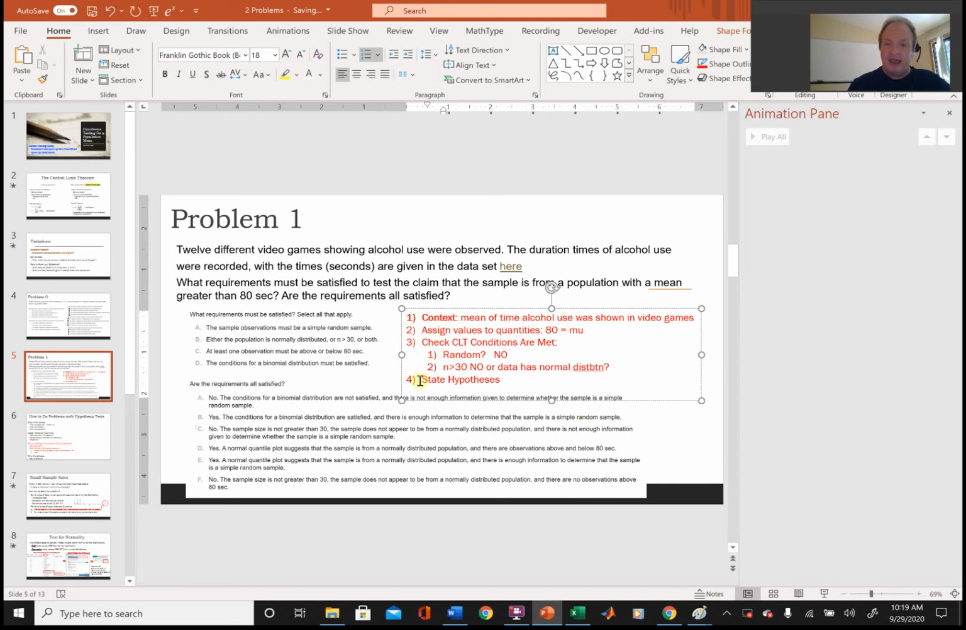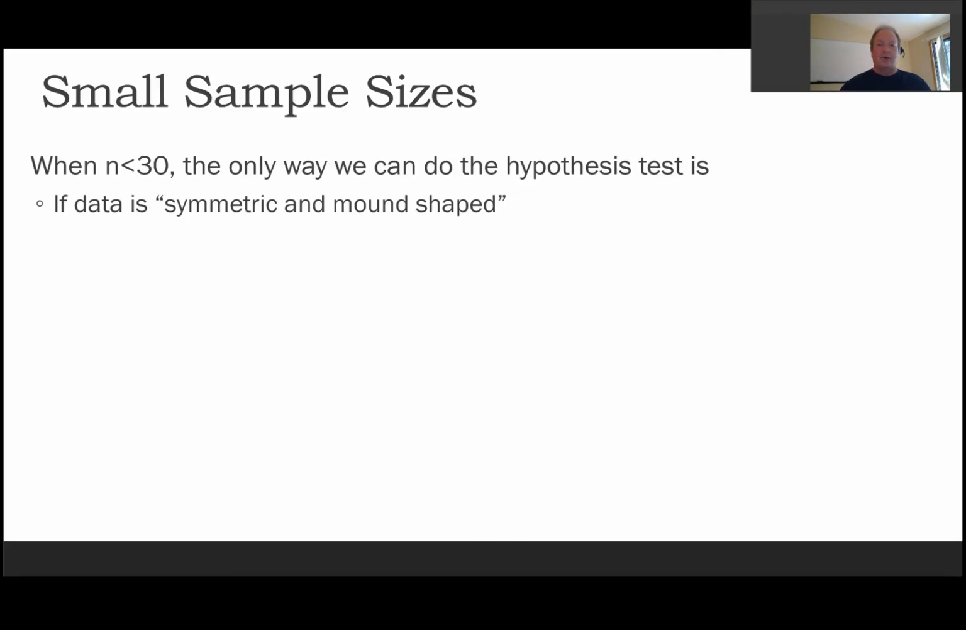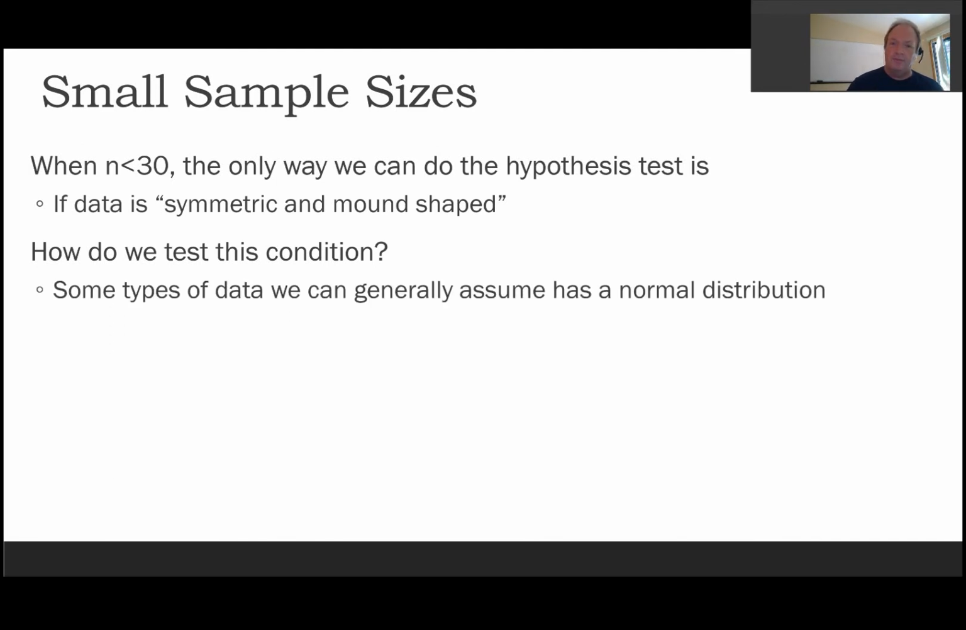So now we have to check and see if it has a normal distribution. This can be a little time consuming, and I want to step through this carefully. Again, when n is less than 30, the only way we can do the hypothesis test is if the data is symmetric in mound shape, which we're also going to say is normal. The big question is, how do we test to see if the data appears to come from a normal distribution? It turns out that there are two ways that we can do it.